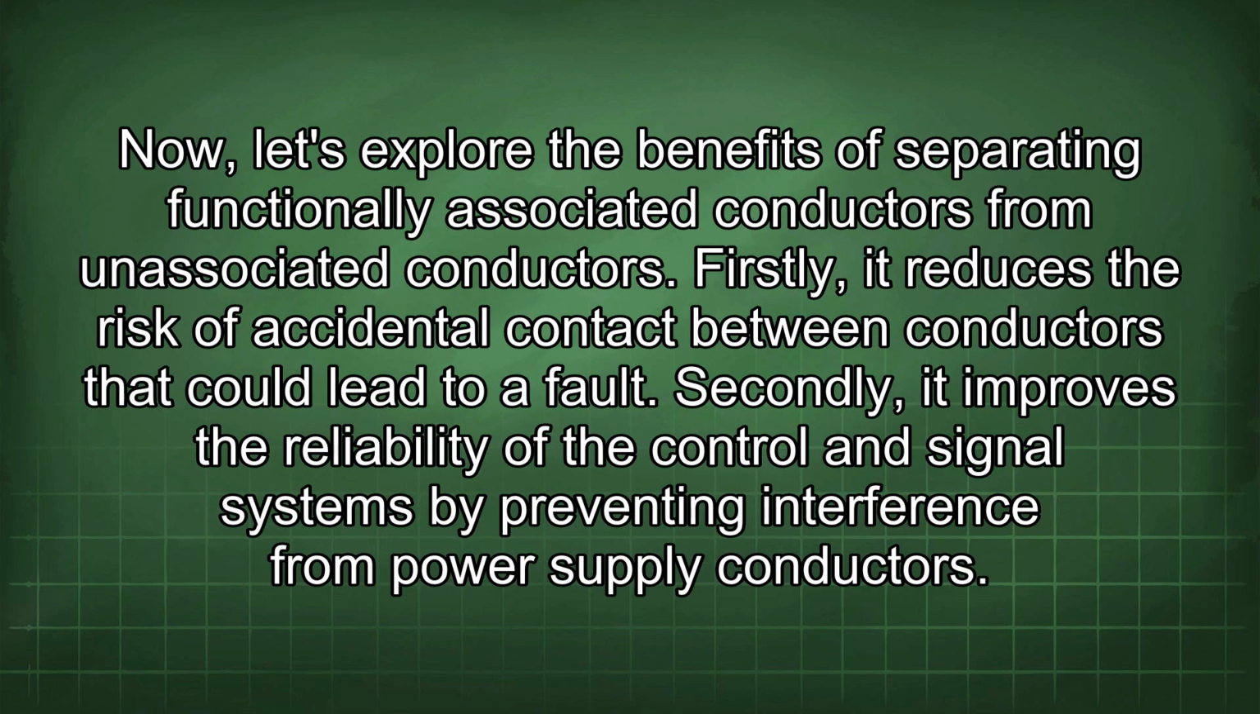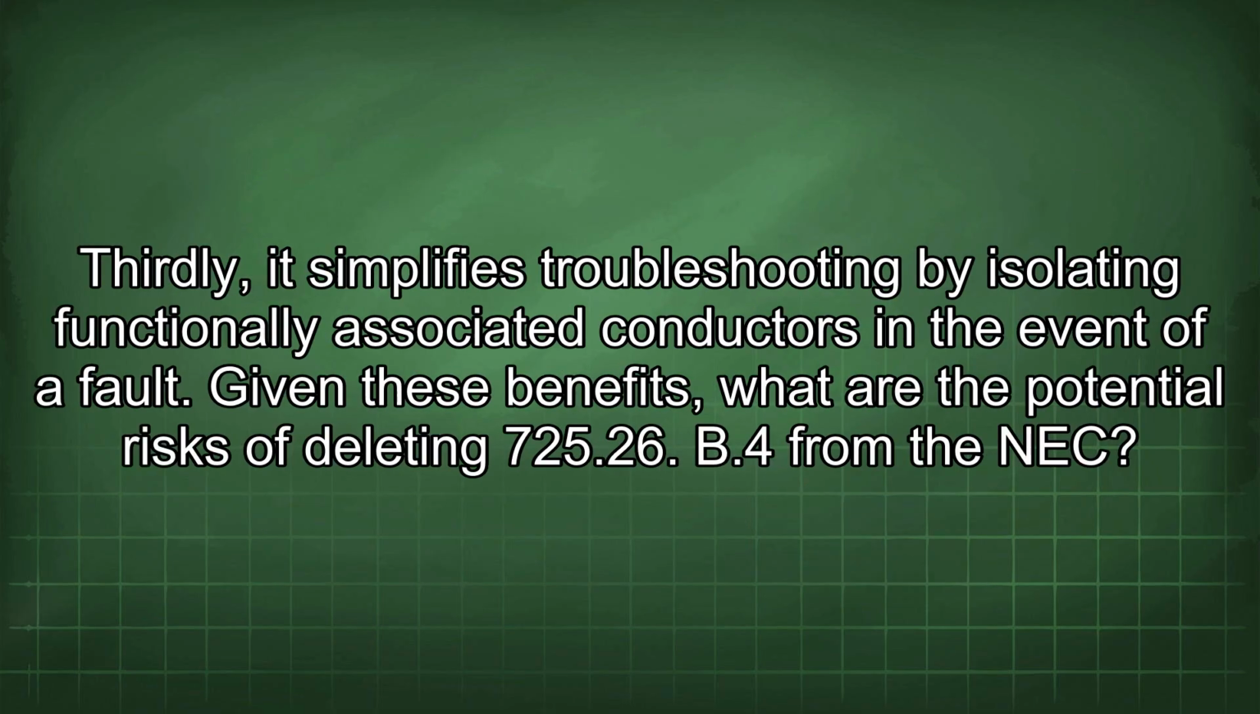Now, let's explore the benefits of separating functionally associated conductors from unassociated conductors. Firstly, it reduces the risk of accidental contact between conductors that could lead to a fault. Secondly, it improves the reliability of the control and signal systems by preventing interference from power supply conductors. Thirdly, it simplifies troubleshooting by isolating functionally associated conductors in the event of a fault. Given these benefits, what are the potential risks of deleting 725.26(B)(4) from the NEC?